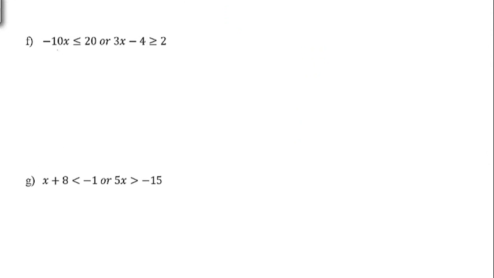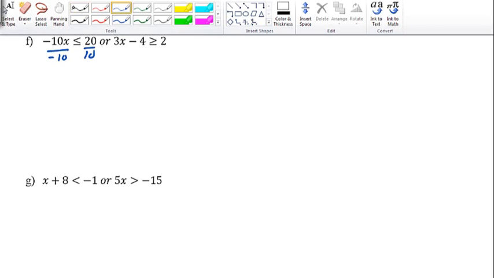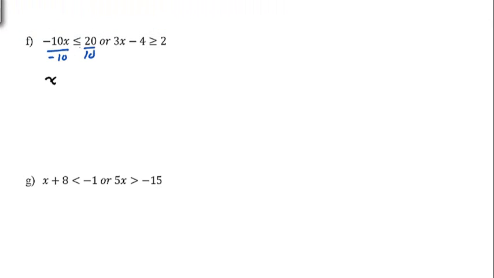In this first one, negative 10x is less than or equal to 20, or 3x minus 4 is greater than or equal to 2. So the first one we have to divide by negative 10, and we get x, and we have to remember to reverse the direction of this inequality because I divided by a negative 10. And so that would be greater than or equal to negative 2. And here we need to add 4 to both sides, giving us 3x is greater than or equal to 6, and then divide by 3. That gives us x is greater than or equal to 2.